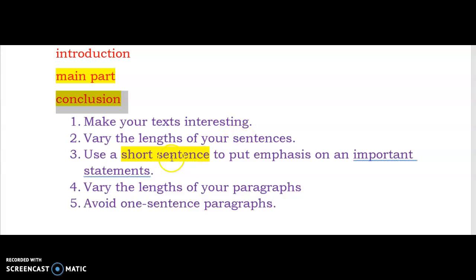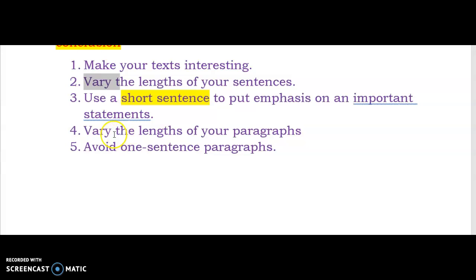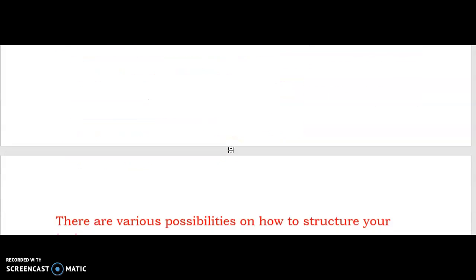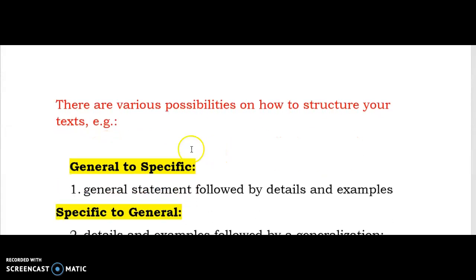Make your text interesting by adding variety, by writing more. Vary the lengths of your sentences: complex sentences, simple sentences, compound sentences. These are different ways you can create variety inside your writing of a paragraph. Use a short sentence to put emphasis on an important statement. Short sentences for emphasis, and you can extend the wording of your paragraphs. You should avoid one sentence paragraphs. One sentence paragraphs are not good normally.